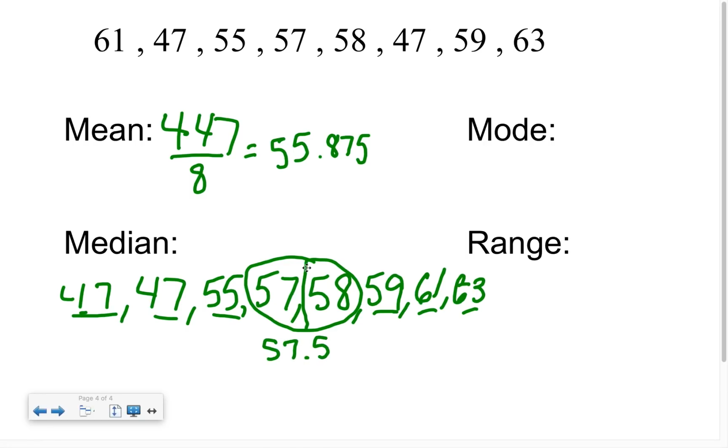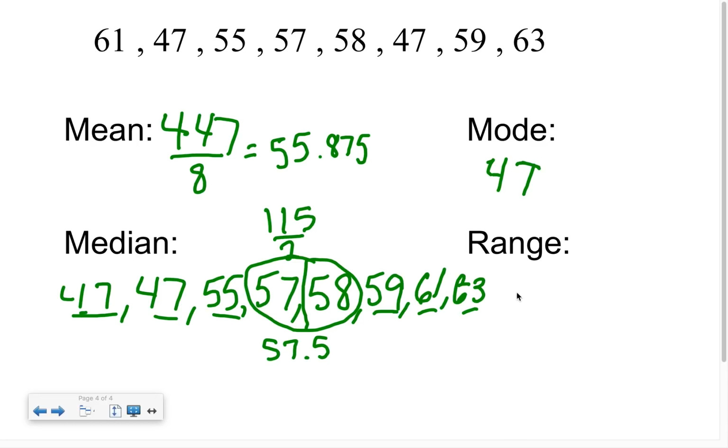Another way to do this is to add these two together, and then we can divide it by 2. So if we add these two together, we get 115. Divided by 2 gives us our 57.5. Now, finding the mode. Since we put them all in order, it's easy to see how many there are of each. 47 appears the most. That is our mode.